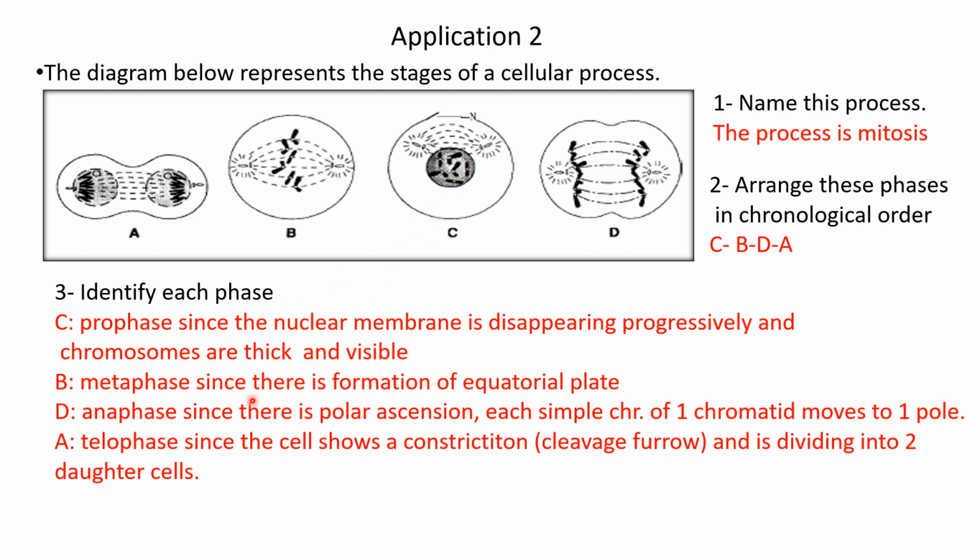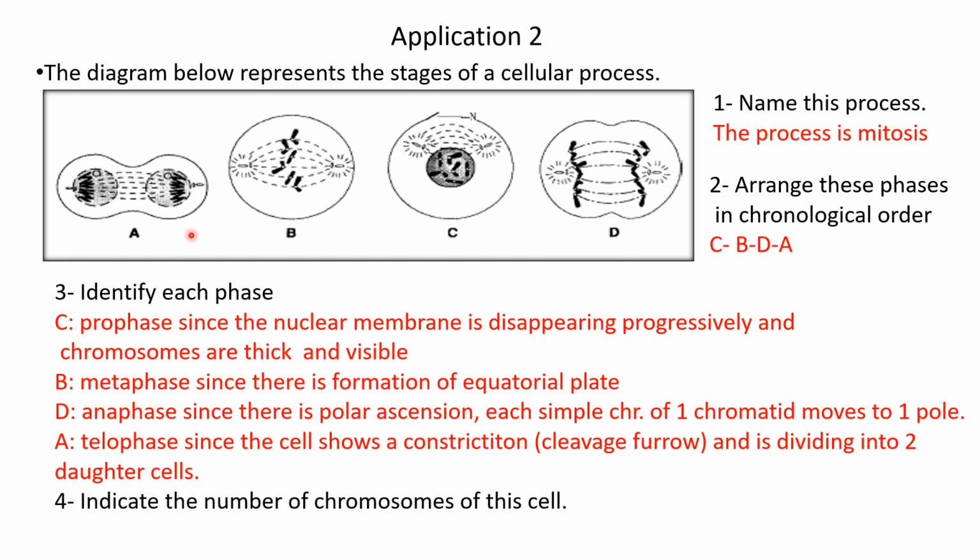B is metaphase. Look at B. Whenever you see chromosomes in the center of the cell forming the equatorial plate, then this is metaphase. D, it's anaphase. Since there is polar ascension, each chromosome of 1 chromatid moves to 1 pole of the cell. So you see polar ascension, chromosomes gathered at every pole. Finally, A, this is telophase, since the cell shows a constriction and is dividing into 2 daughter cells. Whenever you see a constriction, then this cell is telophase.